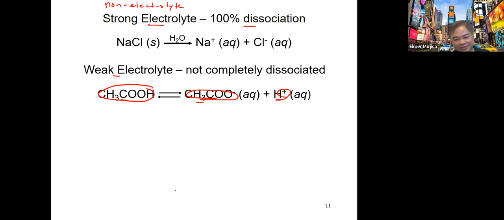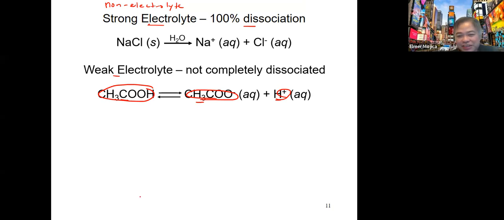Give something, or give an example of a non-electrolyte. Mga question, alam niyo naman: which of the following is a strong electrolyte, weak electrolyte, or non-electrolyte?